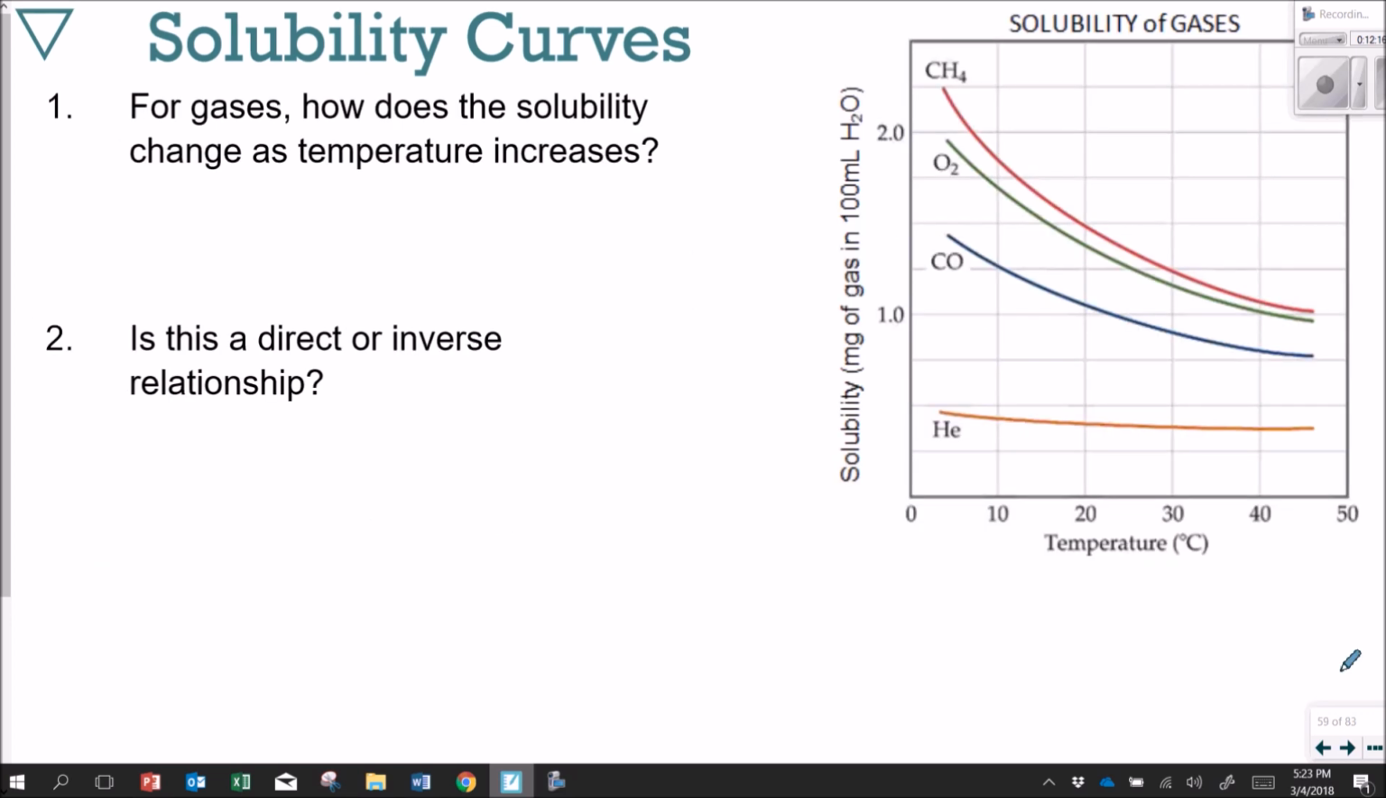The solubility curves on this graph here are for gases, and we can see that the solubility of gases decreases, so solubility decreases as temperature increases. Is this a direct or inverse relationship? It's inverse because they do the opposite.